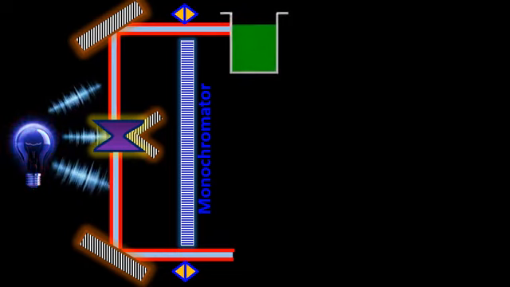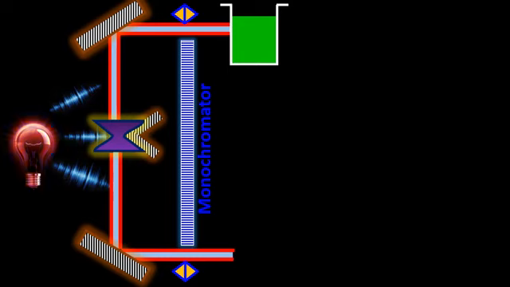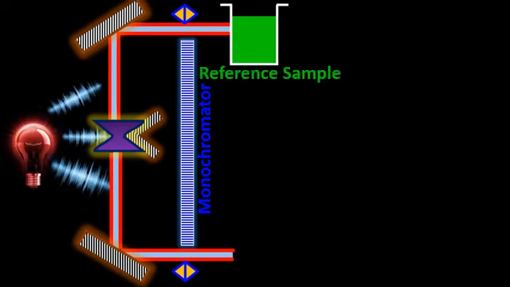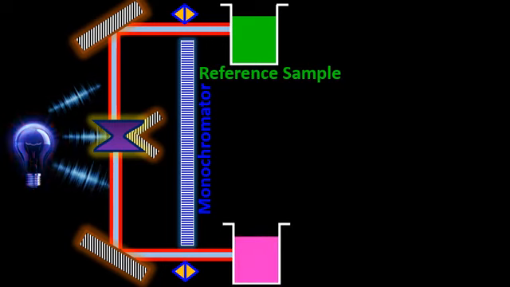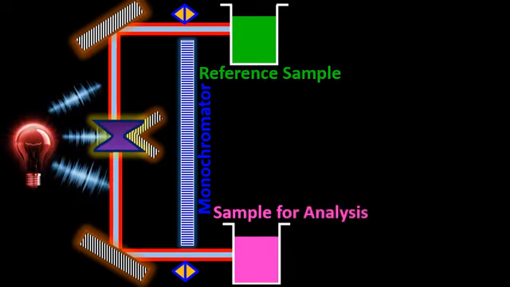Now, dear student, let's discuss the second part of the IR spectroscope. The second part of the IR spectroscope is usually based on the sample holding region. It consists of a reference sample holding region, and it also consists of a sample holding region, which is used for the sample which we want to analyze.